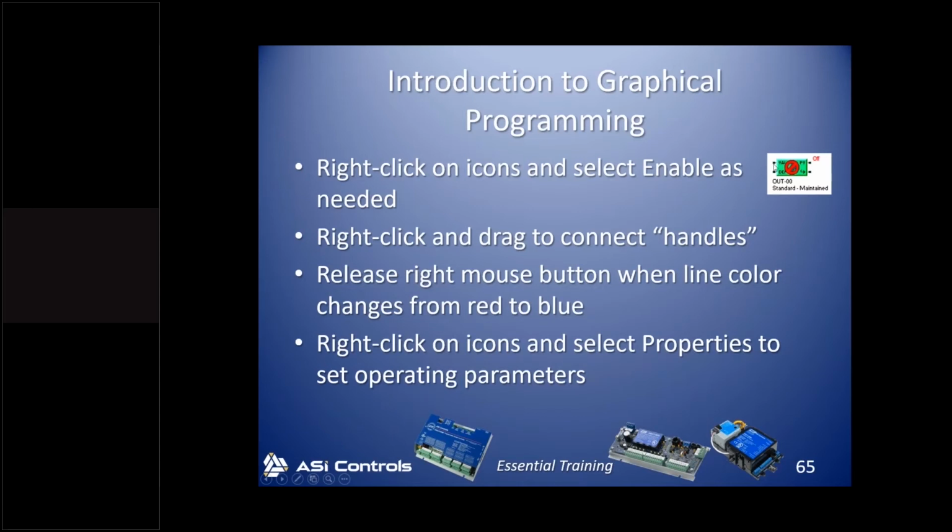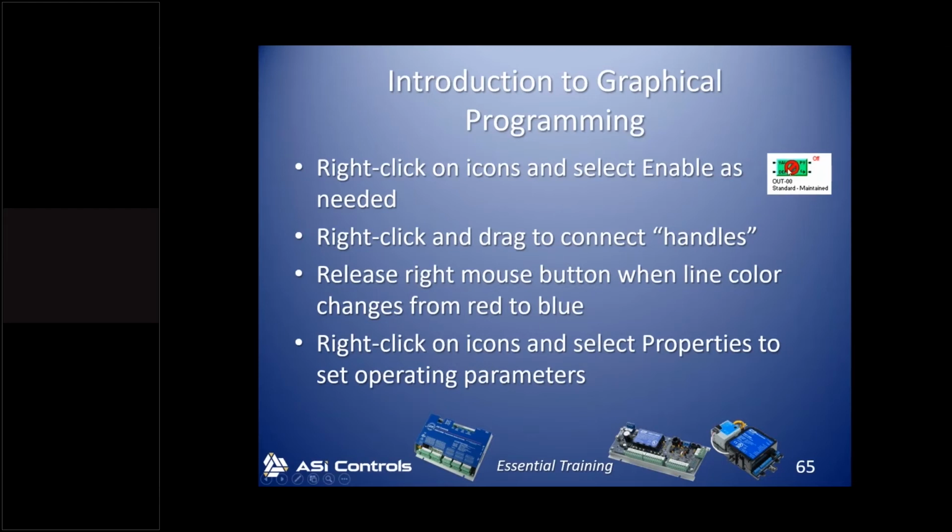The way you connect lines is with a right-click and drag. When you right-click and drag, the line will start with a red color. And then when you get ready to drop it on a valid landing point, that line color will change from red to blue. You can then release the mouse button, and those two icons will be linked together.